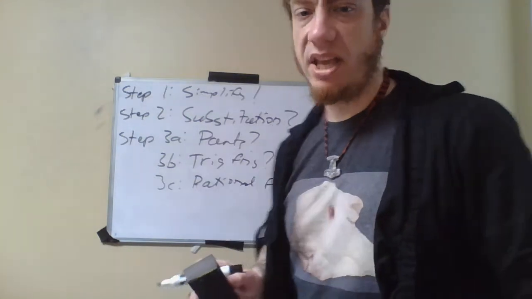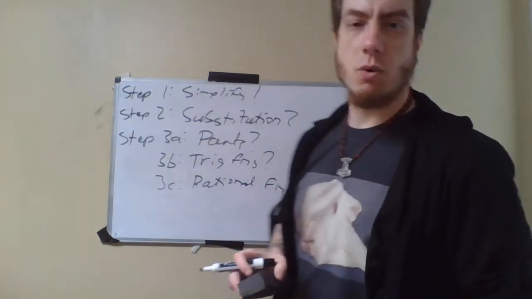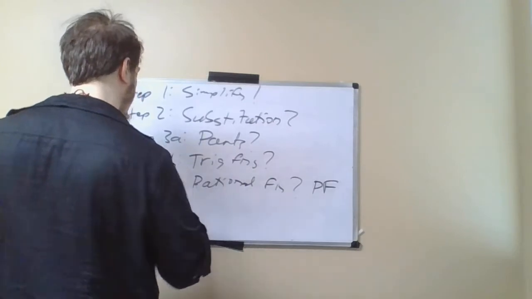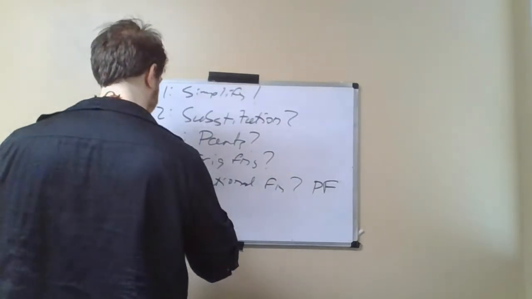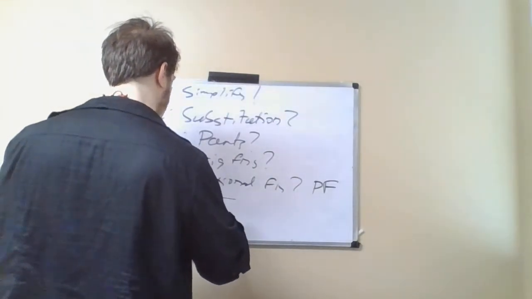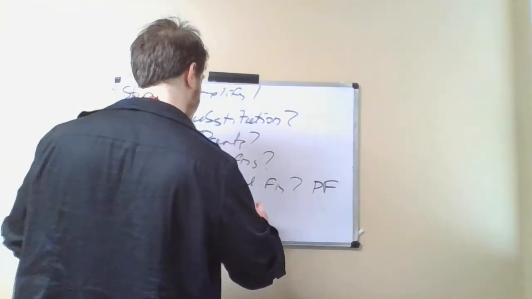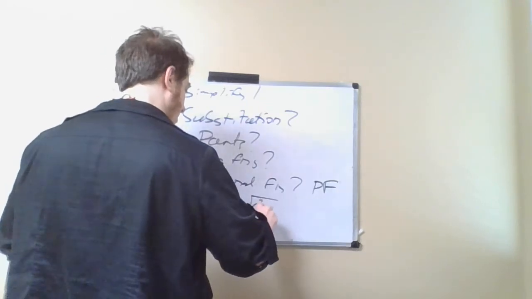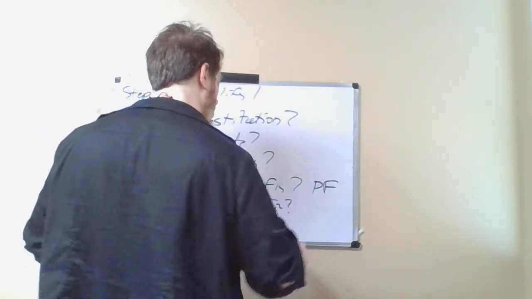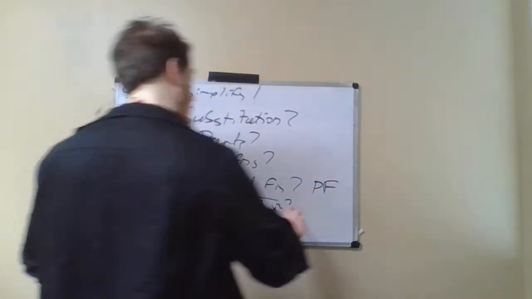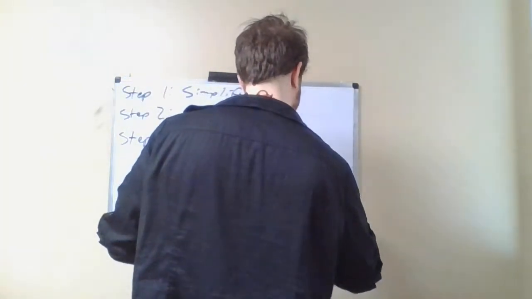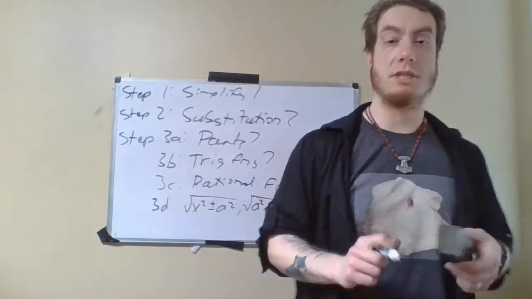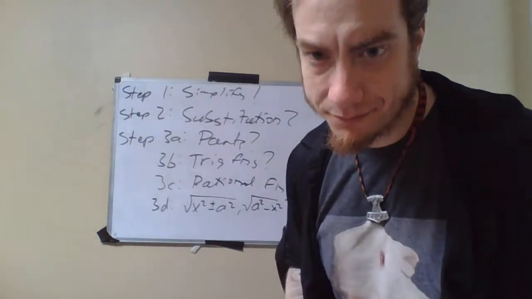Let's see. Then we have things where a radical shows up that looks like the square root of x squared plus or minus a squared, or the square root of a squared minus x squared. In these types of cases, we want to do a trig substitution. That's the thing that's going to be most likely to help us out here.